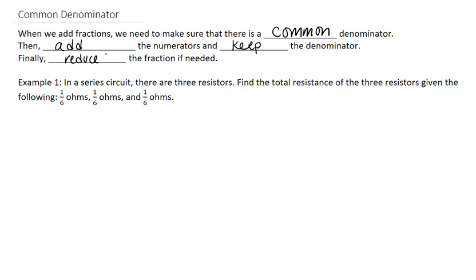Example 1. In a series circuit, there are 3 resistors. Find the total resistance of the 3 resistors given the following. So we have 1/6, 1/6, and 1/6 for each one. So all we need to do is just add them up together. Notice that we have a common denominator of 6. So we know we can go ahead and add them, because we cannot add if they are not the same.